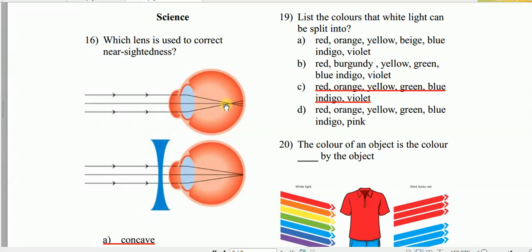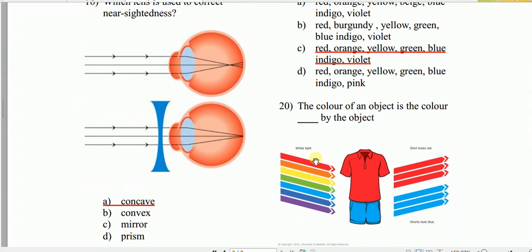Now, in order for that to be rectified, because remember, an image needs to be formed perfectly on the retina for us to see things clearly, we need a lens that will spread light out to the point where it gets to the retina, and a concave lens is going to do that. All right, a concave lens will cause light rays to diverge.